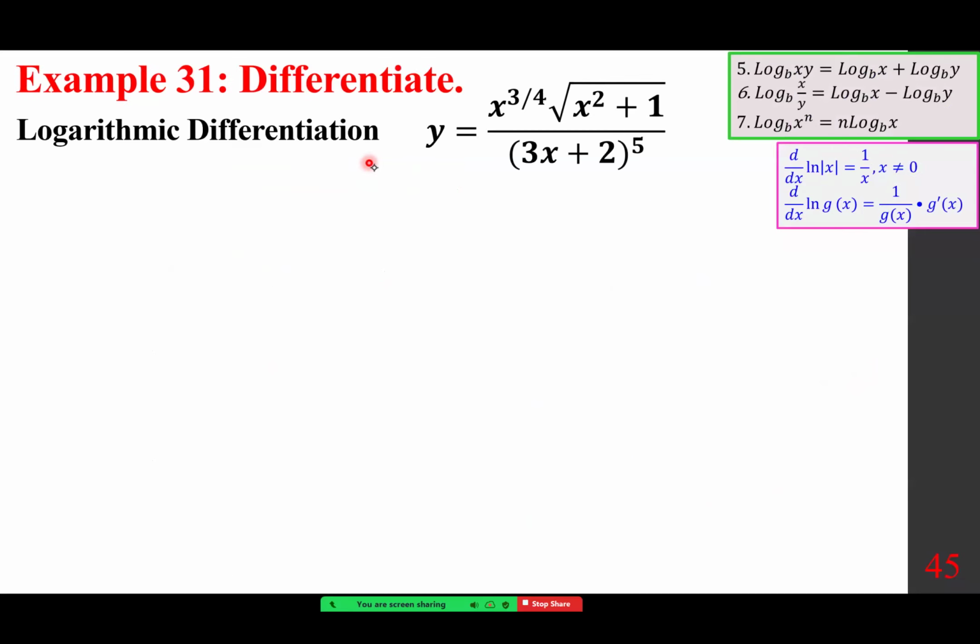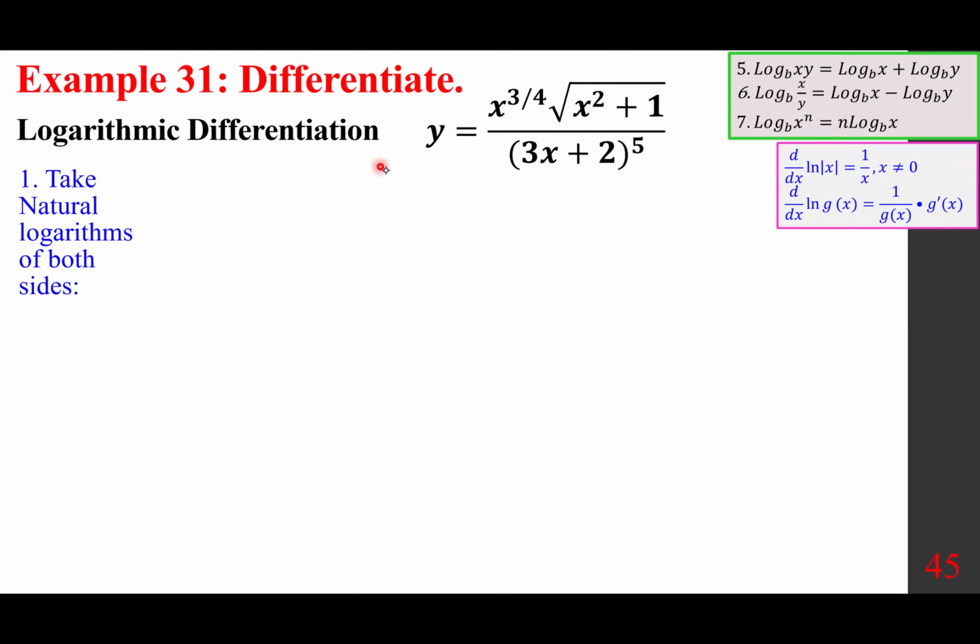Logarithmic differentiation. And the example is y equals x to the power of 3/4 square root of x squared plus 1 times 3x plus 2 to the power of 5. In general, we use logarithmic differentiation when the function is extremely complicated. So what is logarithmic differentiation? Number one, take natural log of both sides. I'm assuming we have no problem with this process, everybody.